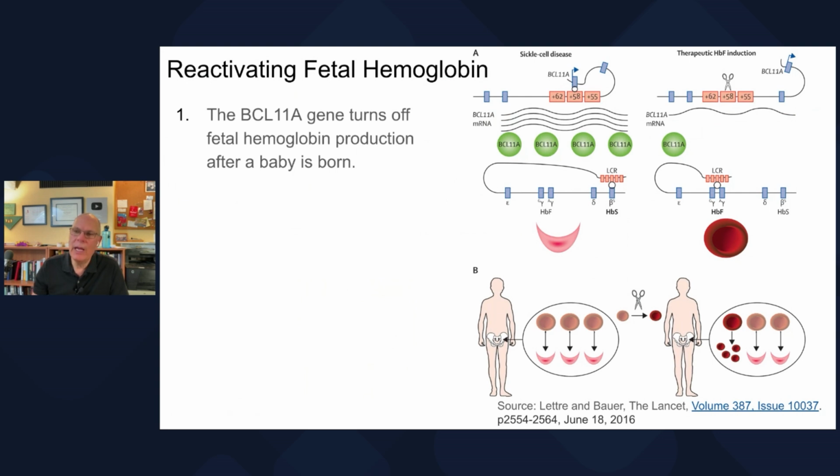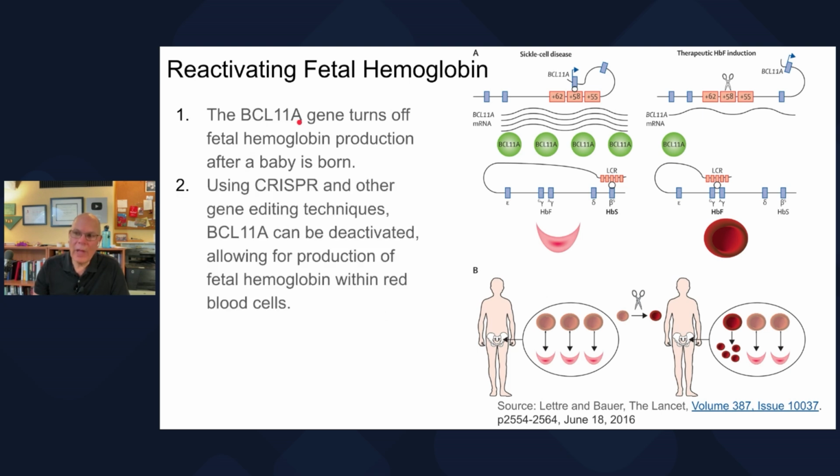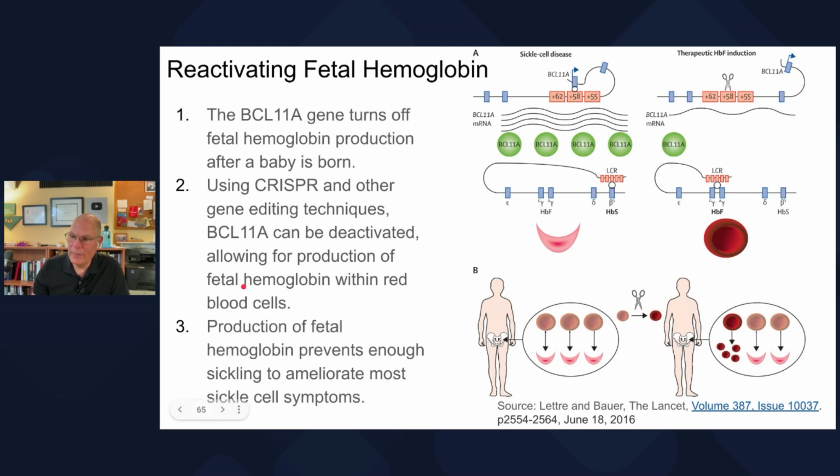So in this other form of gene therapy, what you do is you reactivate the gene for fetal hemoglobin by deactivating this gene that's called BCL11A. And you'd use CRISPR and other gene editing techniques to deactivate BCL11A, and that would allow a person to start producing fetal hemoglobin. And if you can produce even a small amount of fetal hemoglobin, it ameliorates most of the symptoms of sickle cell. So these are new gene therapies that are coming down the pike. Again, we'll talk more about this in Unit 6.